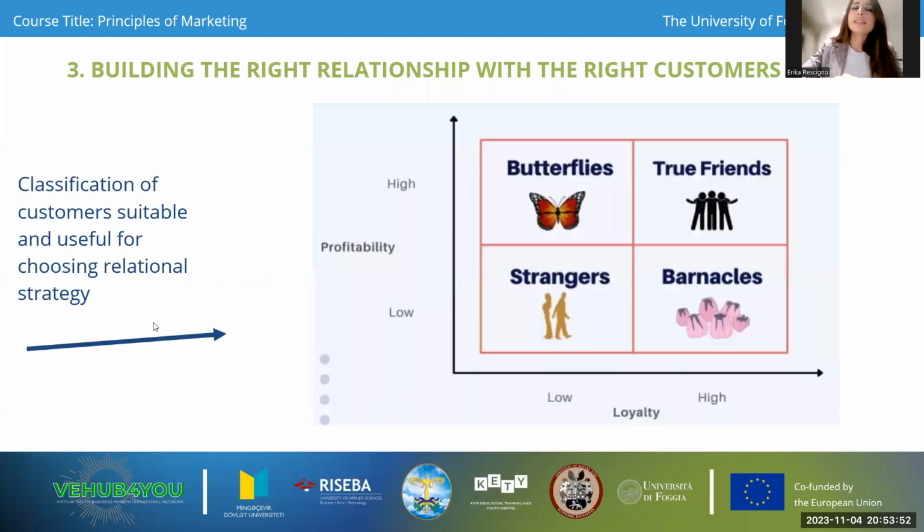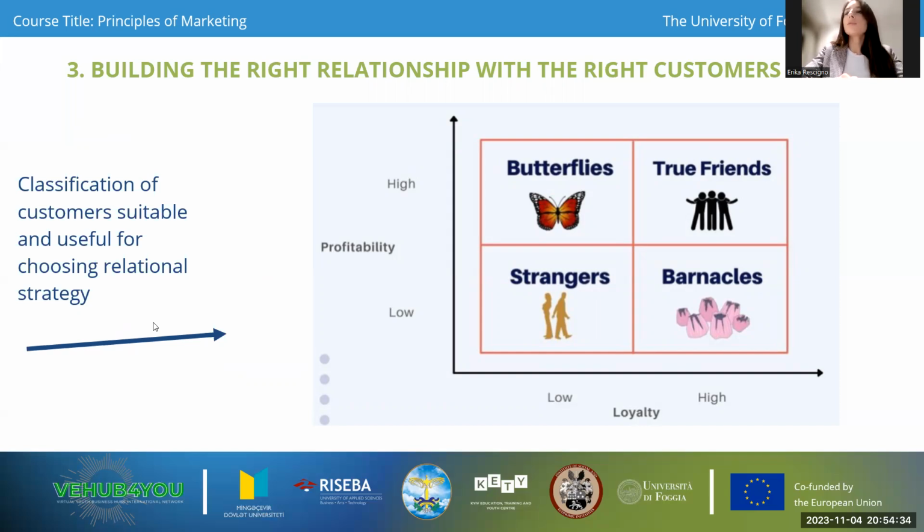Finally, we have to build the right relationship with the right customers. The one that you can see from the slide is a classification of customers suitable and useful for choosing relational strategy, because the marketing department has to adopt different behaviors in respect to the different customers of the company. So from these metrics, you can see the variables are profitability and loyalty. And we have butterflies, true friends, strangers, and barnacles.